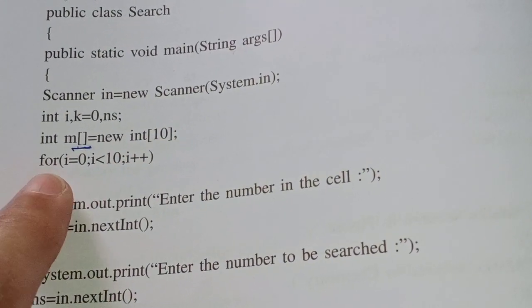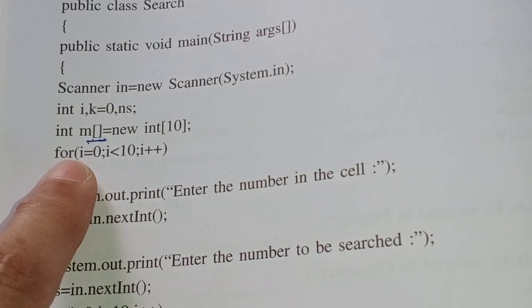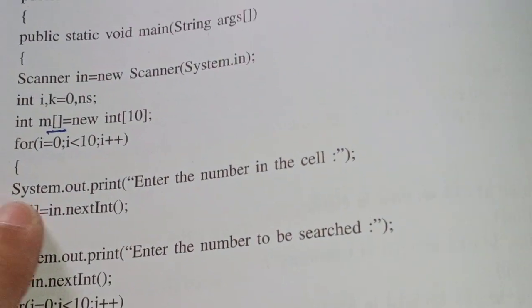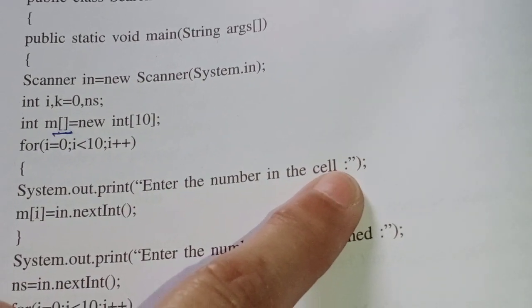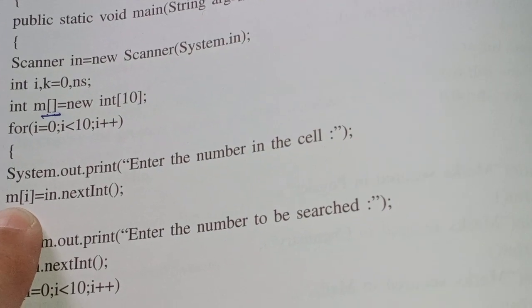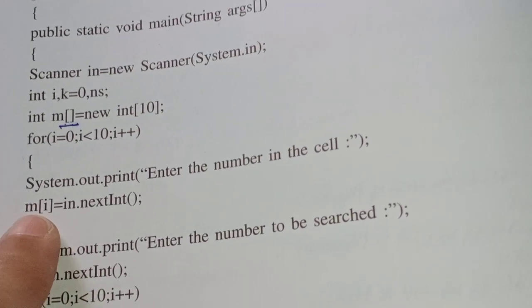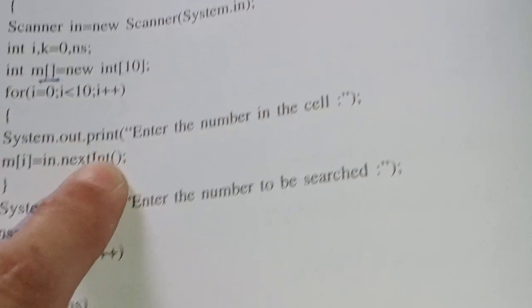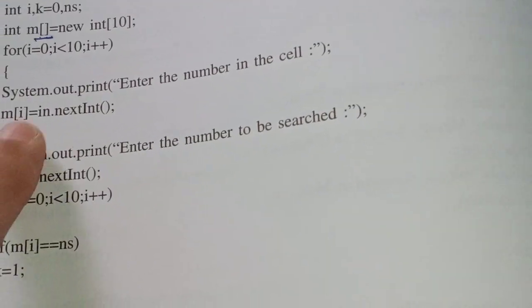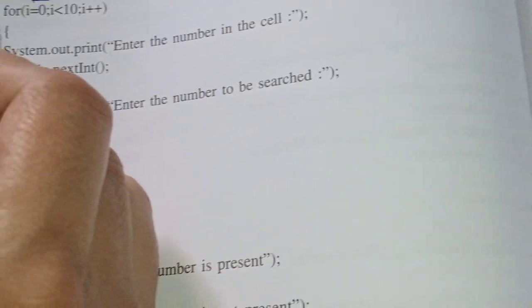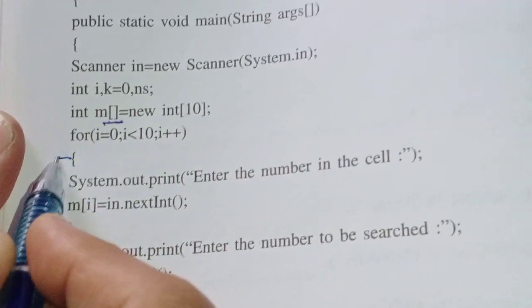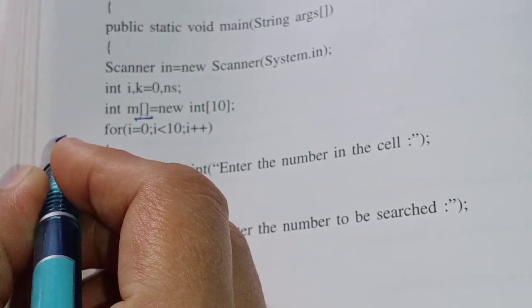integer numbers. Now see the for loop from 0 to less than 10. One message is there, enter the number in the cell, and accept one by one all the numbers in the array. m[i] = in.nextInt(); and close the curly bracket. See, this is your input part of the program.